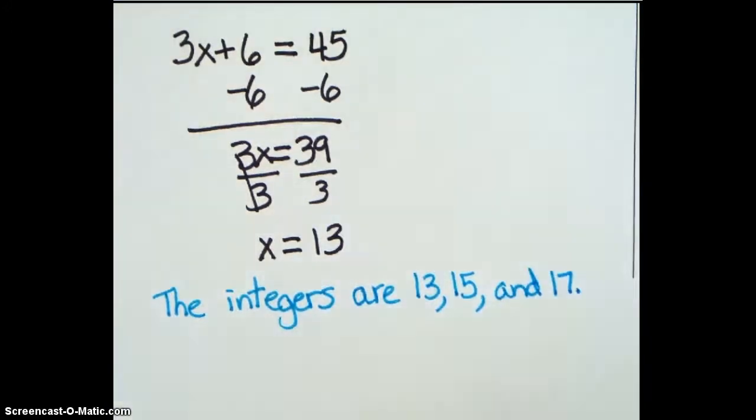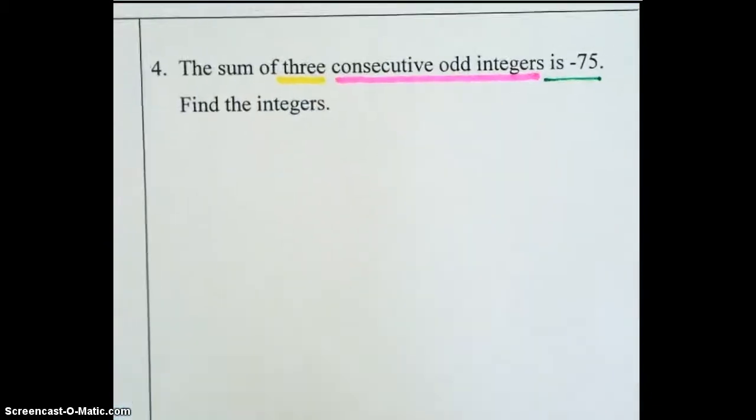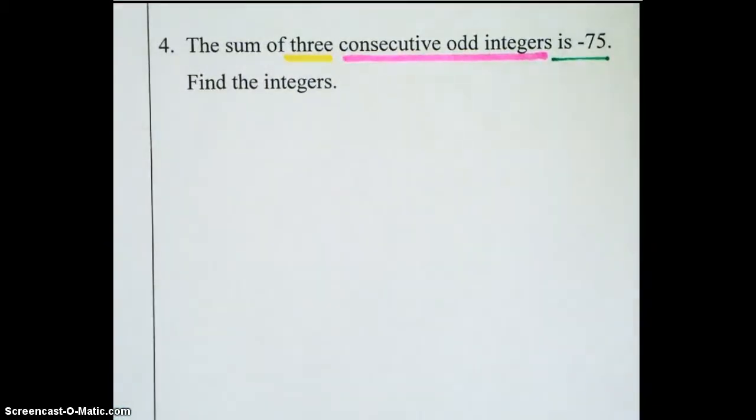Let's try one more example together. Question number 4 says the sum of 3 consecutive odd integers is negative 75. Find the integers. Maybe hit the pause button and try to define this one on your own.